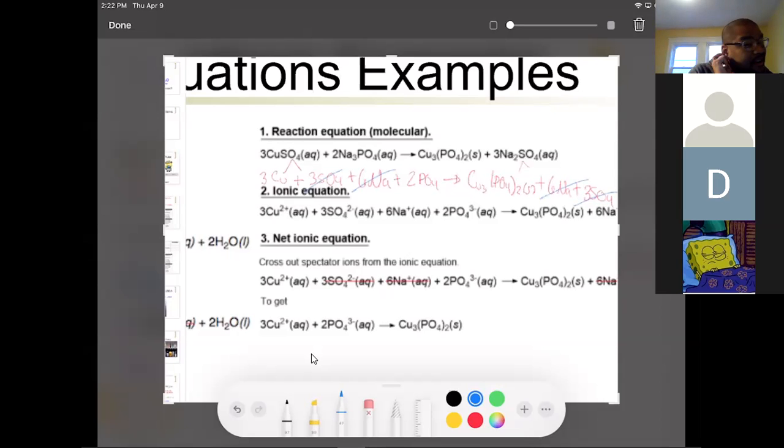I put the states back on. And so because the copper sulfate was AQ, then my copper at the bottom is also AQ. Because the Na3PO4 was AQ, then the bottom part is also going to be AQ. And then we have the solid that's left over. Before I start going over the worksheet, anybody have any questions?